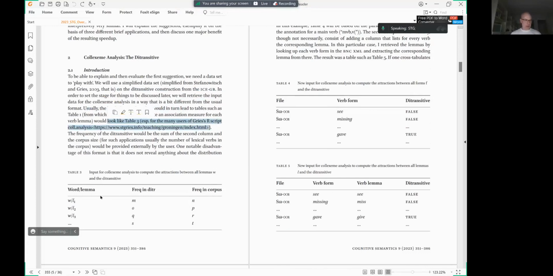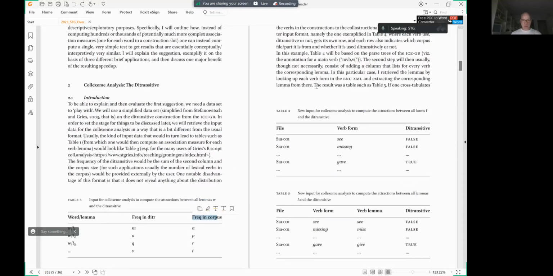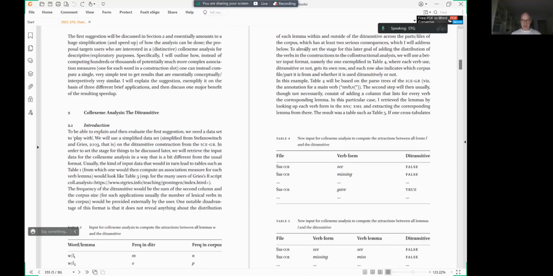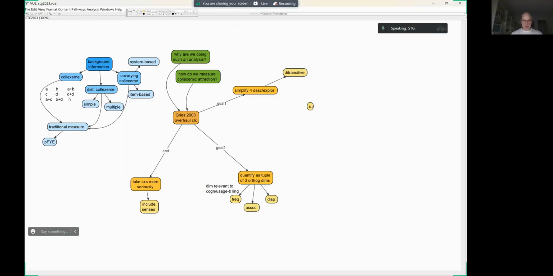So we would have a table that had a column for the word or for the lemma, a column for the frequency of the word or the lemma in the construction, and a column with the frequency of that word or lemma in the corpus as a whole. But to set the stage for the later goal of adding things, we will use a better input format now, namely the one exemplified in table 4, where each verb use, ditransitive or not, now gets its own row, and each row also indicates which corpus file or part something is from. So apparently the new analysis here has a new form of input. That seems to be one of its big things.